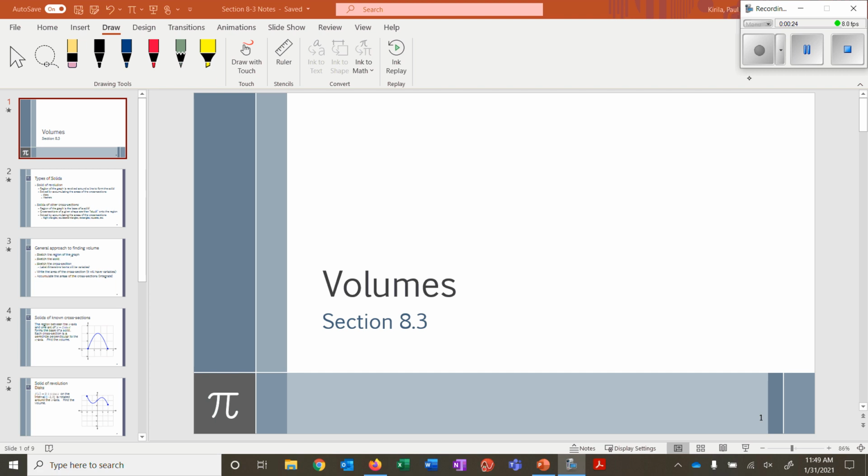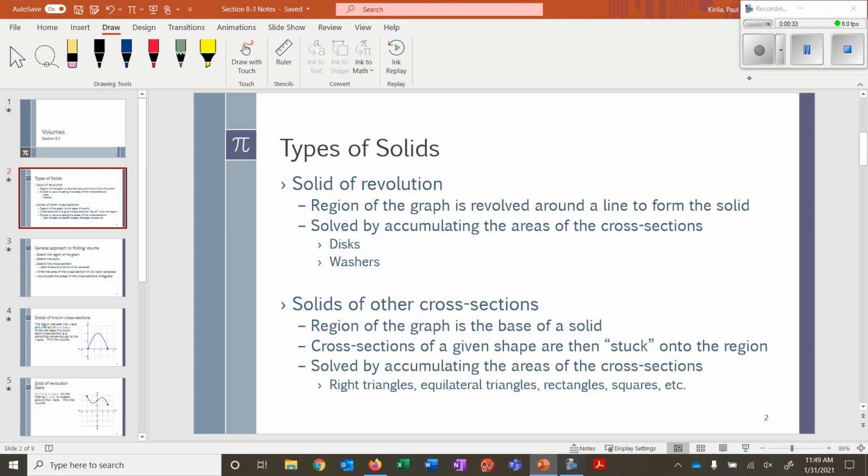So in this video, I just kind of want to talk about the general approach that we're going to be taking to finding volumes. And the approach is dictated by the types of solids we're going to be finding. So we're going to be looking at what are called solids of revolution, where we have a region in the graph that we then revolve around a line to form the solid.